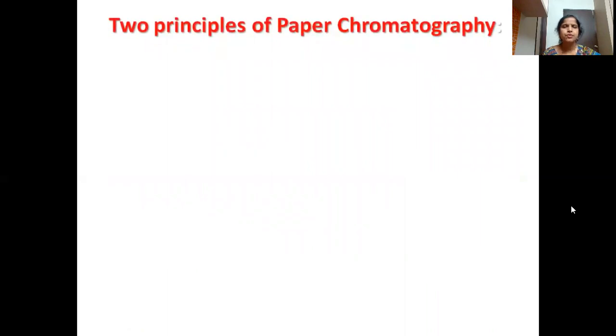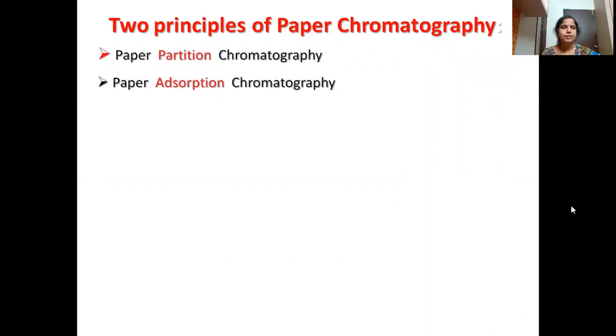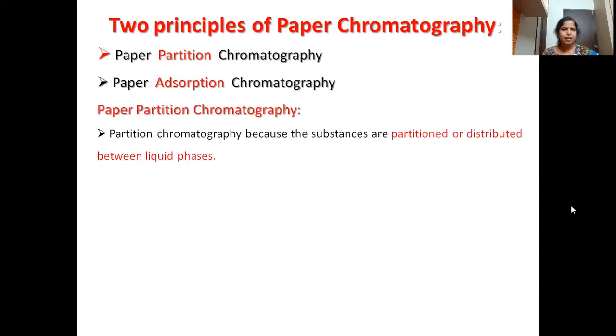What are the principles involved in paper chromatography? There are two principles involved in this paper chromatography. Those are paper partition chromatography and paper adsorption chromatography. Now, what is the difference between partition and adsorption? Let us see. So first, partition chromatography. In this case, the substances are partitioned or distributed between the liquid phases.